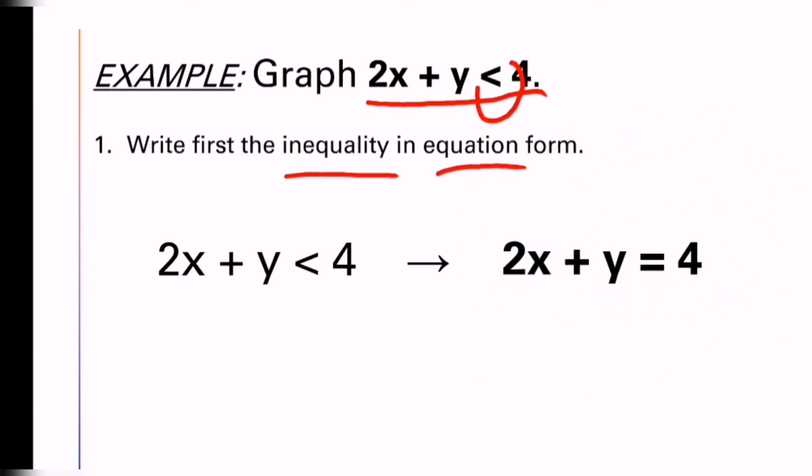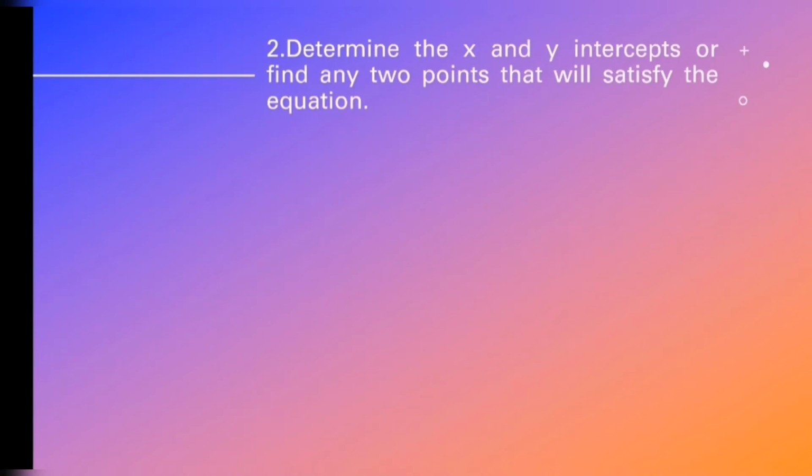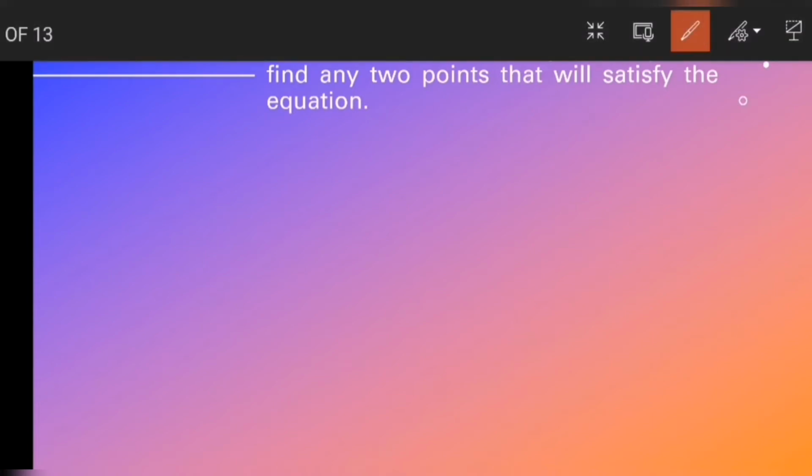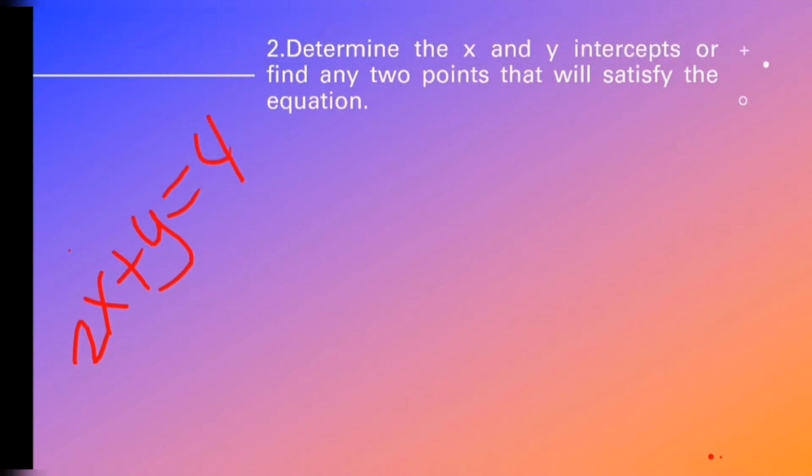Okay? So, take note of this because we will be using this on the next steps. Step 2. Determine the x and the y intercepts or find any 2 points that will satisfy the equation. So, ito yung napag-aralan natin before. So, ang gagamitin nating equation ay yung ating equation kanina na 2x plus y equals to 4. So, base sa equation na yan, hahanapin natin ngayon ang kanilang x and y intercept.